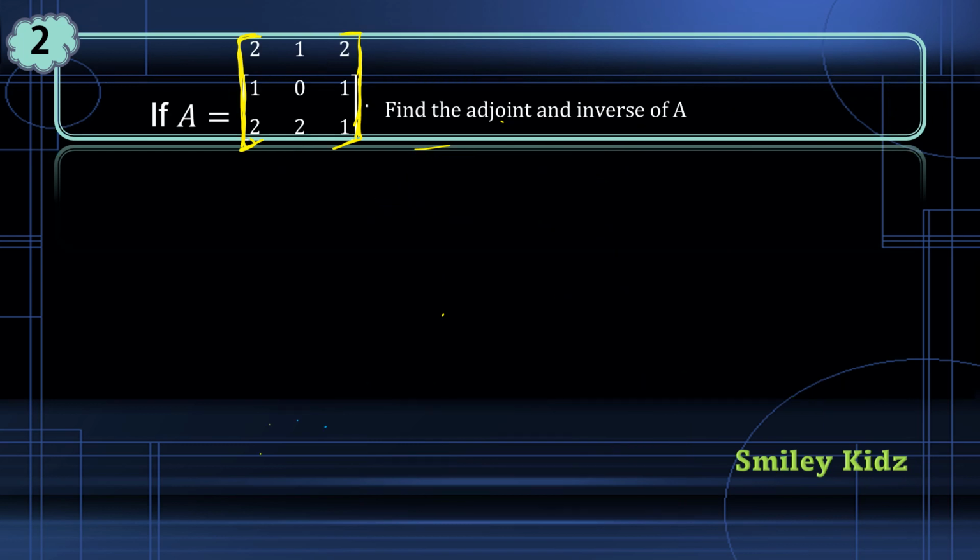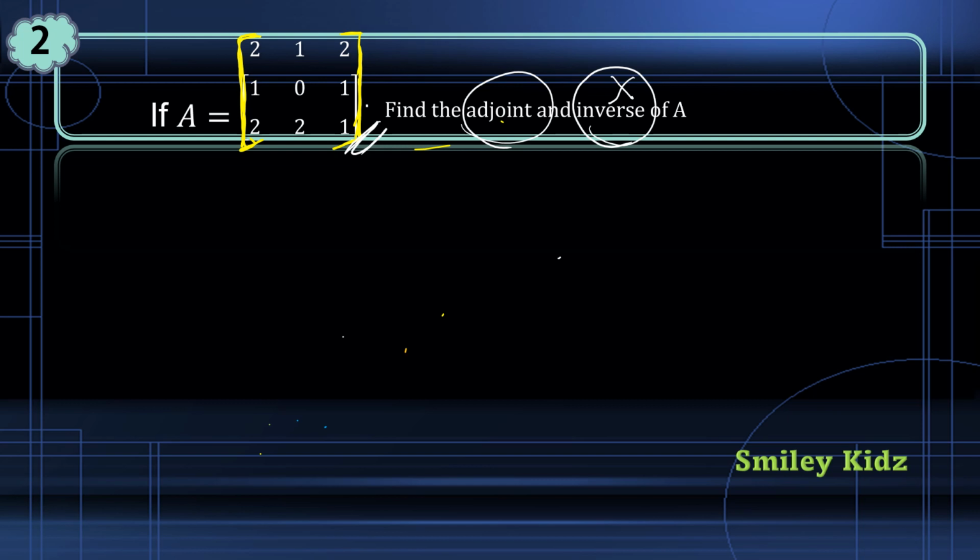Moving forward, we are being given one matrix and we are asked to find out the adjoint and inverse of it. Before we even proceed to find out adjoint and inverse, let's find out the determinant of this particular matrix in the first case. Why? Because if determinant is 0, then there exists no inverse for A. So first let's find out determinant and then we'll proceed to find out adjoint and inverse simultaneously.